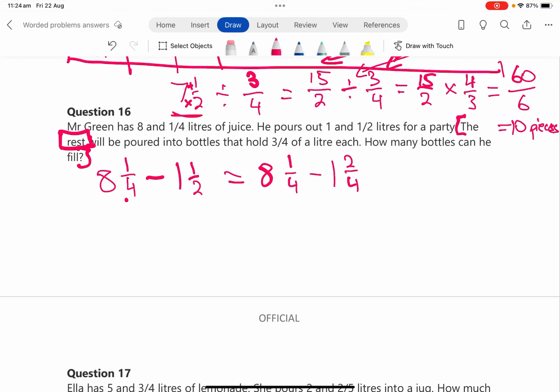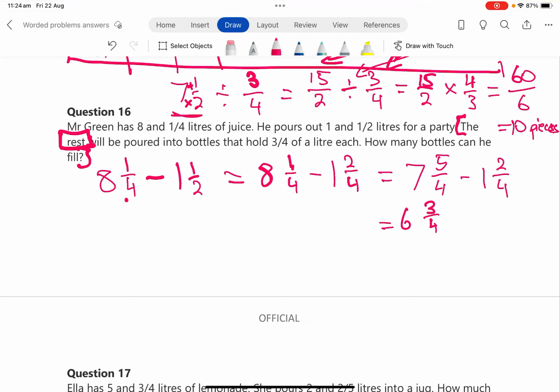Once again, I have a situation where I'm doing 1/4 minus 2/4. Can't do that, so I'm going to have to borrow. So we're going to get 7 and 5 out of 4, minus 1 and 2 out of 4. 7 minus the 1 is 6. 5 minus the 2 is 3. So we got 6 and 3/4.